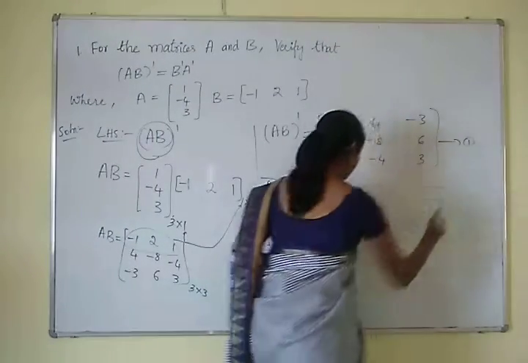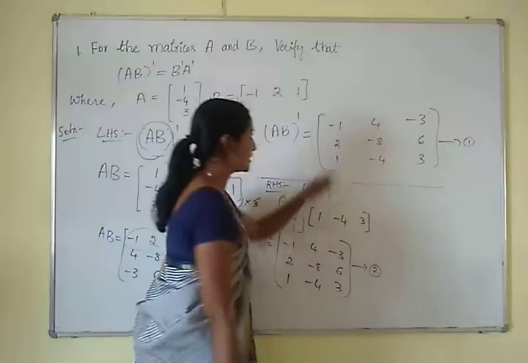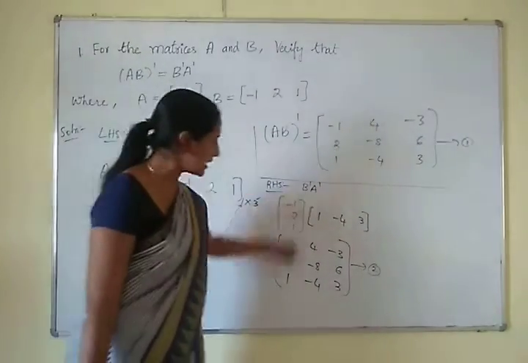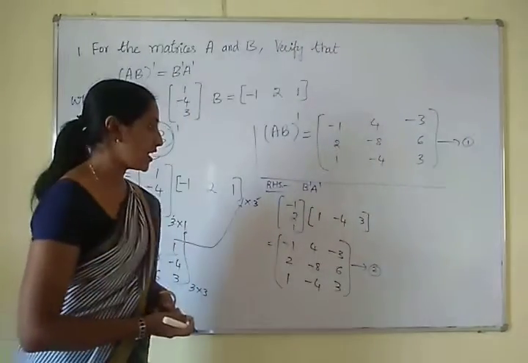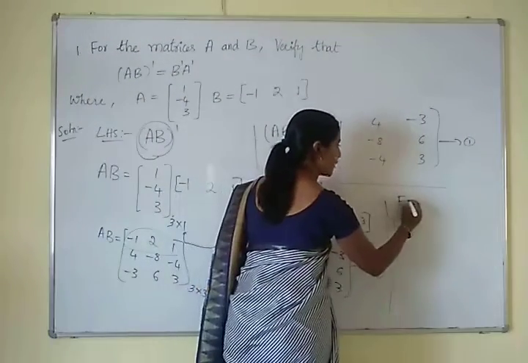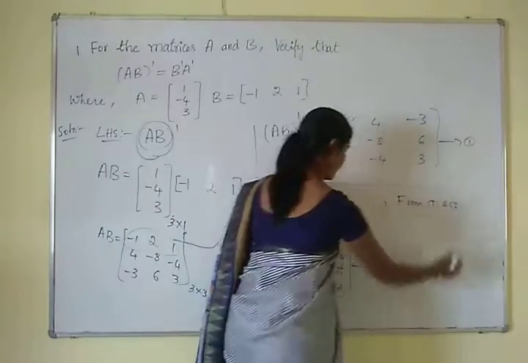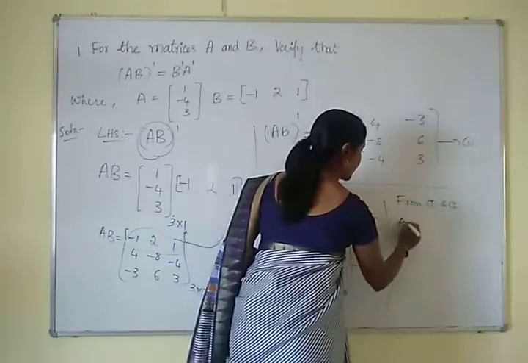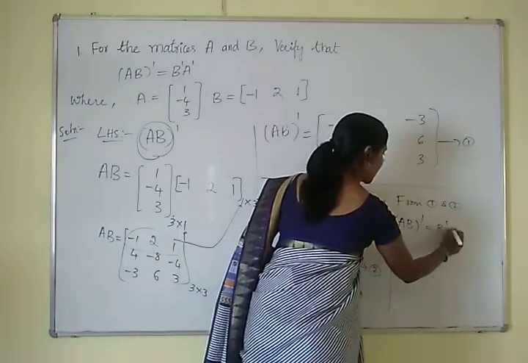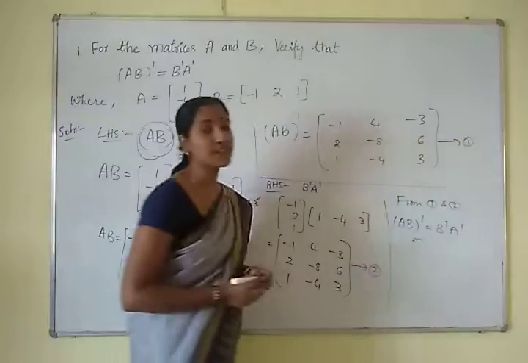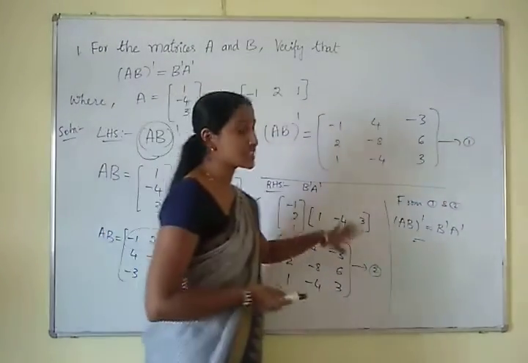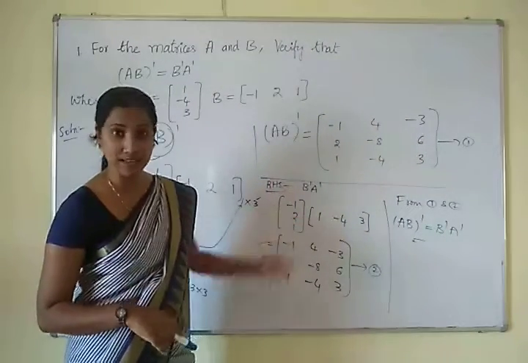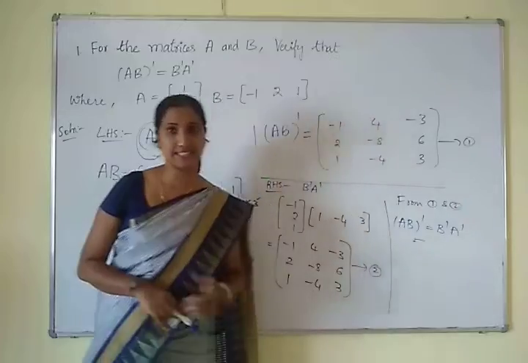Okay, so let's check. This is your equation 1 and this is your equation 2. Just check, are they equal? Obviously, yes. They are equal. So what is our conclusion? Our conclusion is, from 1 and 2, (AB) dash is equal to B dash into A dash. This is very, very important, and they ask you this question for 5 marks in your board exams. Clear? Hope you practice this well. We will do one more problem for today's class.